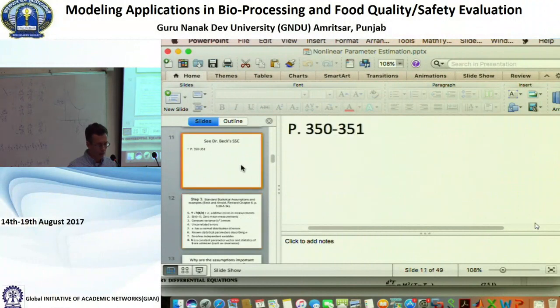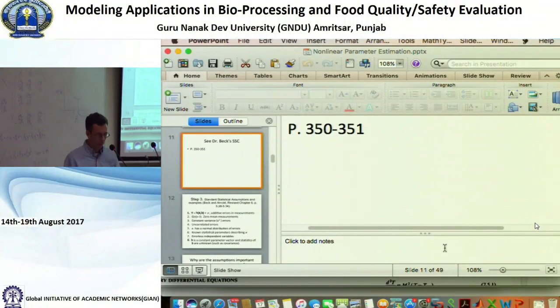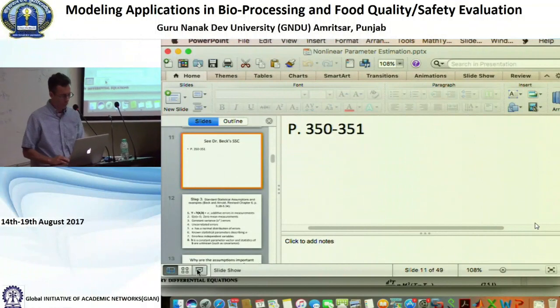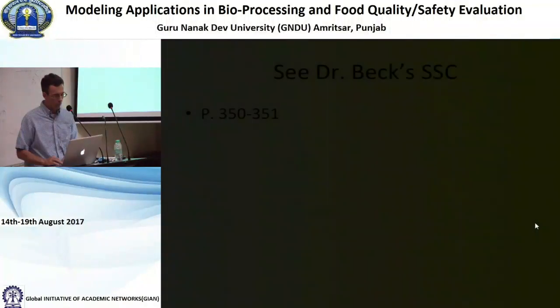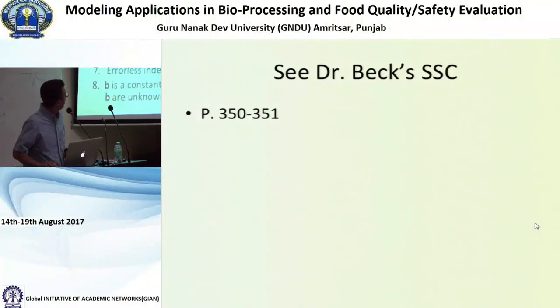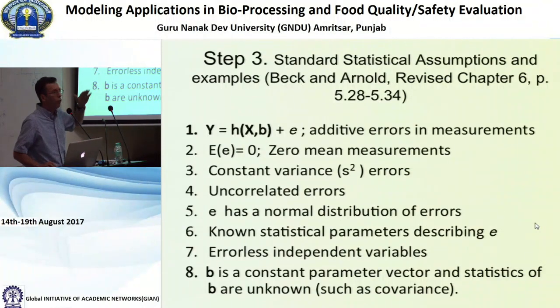Okay, so now I want to continue. Check my time. Okay, we have a little time left. And next, remember, I'm going through the steps. Step number 3 is your standard statistical assumptions. Why do I do this? Because after we finish our inverse problem, we're going to check each assumption and tell the reader what the result was. So you have additive errors, zero mean, constant variance, uncorrelated errors, and normal distribution.